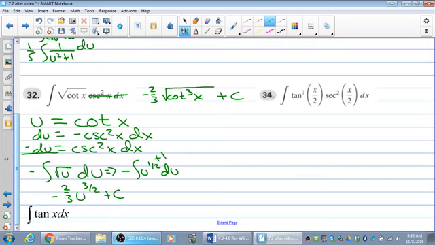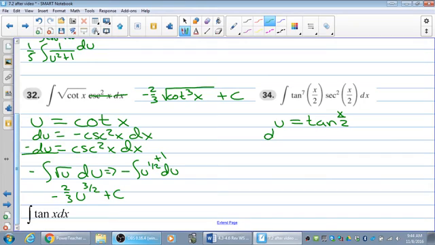What's 34? What are we going to let u equal? We got tangent to the 7th of x over 2 and secant squared of x over 2. What should we let u equal? As much as we can, but not too much. Go ahead. Tangent of x over 2. You're like, really? You can just pull that tangent out? Well, sure. Tangent of x over 2.